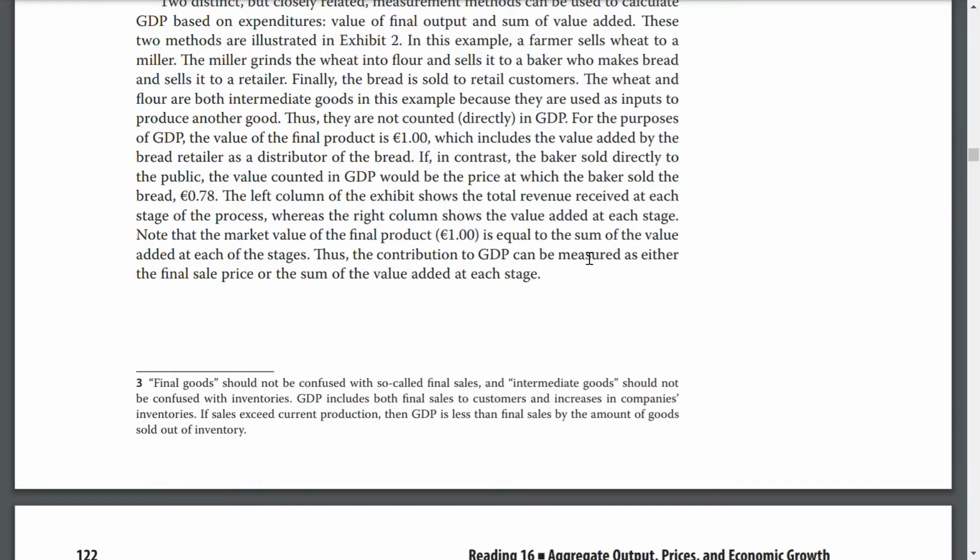The left column of the exhibit shows the total revenue received at each stage of the production process, whereas the right column shows the value added at each stage. Note that the market value of the final product, €1, is equal to the sum of the value added at each of the stages. Thus, the contribution to GDP can be measured as either the final sale price or the sum of the value added at each stage.